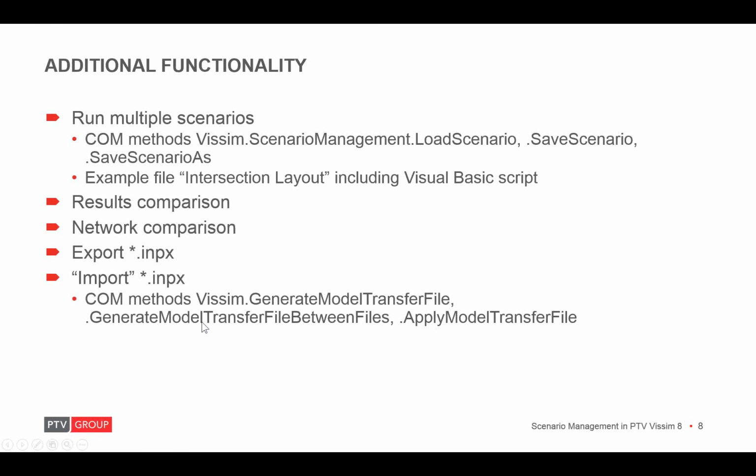Currently, these methods are only available through COM, in the object Vissim: generate model transfer file, which is between the current file and a given file name, or generate model transfer file between files where you have to specify both file names. And then there is the method Vissim.ApplyModelTransferFile to apply a given model transfer file to the currently loaded scenario or network.